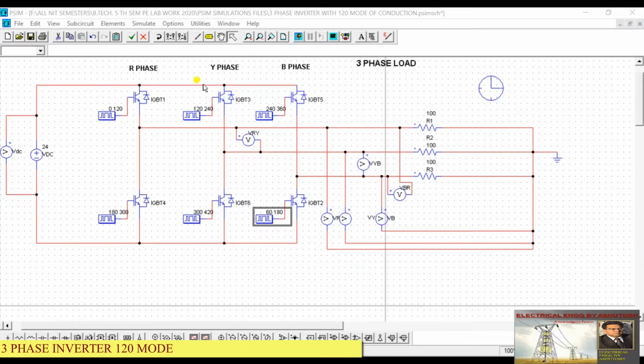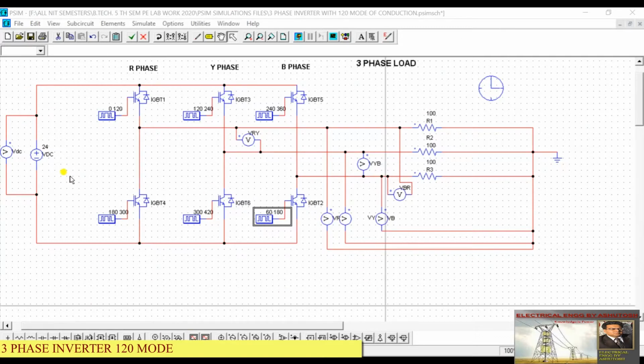I have presented here a three-phase inverter circuit diagram and waveforms, as you can see in the PSIM simulation. You can download the PSIM software from the internet; it is easily available. Here I have presented a three-phase inverter with IGBT switches. There are three legs, and in each leg two IGBTs are connected in this fashion. I have prepared this circuit already.